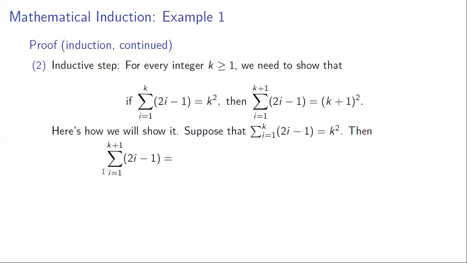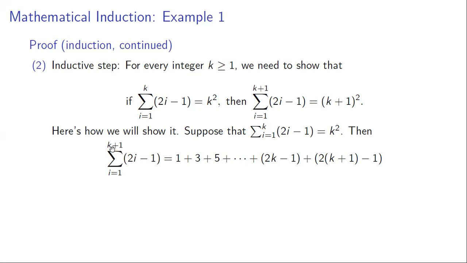Let's expand the sum. So we have 2i minus 1. When i is equal to 1, we have 2 times 1 minus 1, so that's 1. Then we have 2 times 2 minus 1, so that's 3. Then we have 2 times 3 minus 1, that's 5, dot dot dot. And then what happens when i is equal to k? Well, then we have 2 times k minus 1.